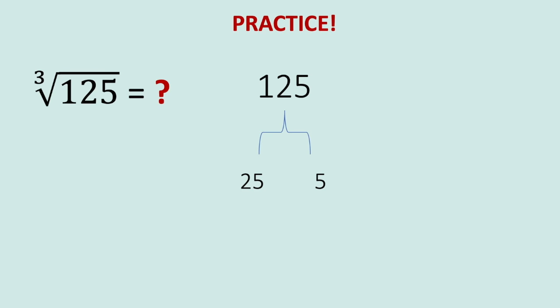And then to factor that further, 5 times 5 equals 25, so you have 3 5s. If you take 5 times 5 times 5, you get 125, which is 5 cubed equals 125, and therefore the cube root of 125 is equal to 5.